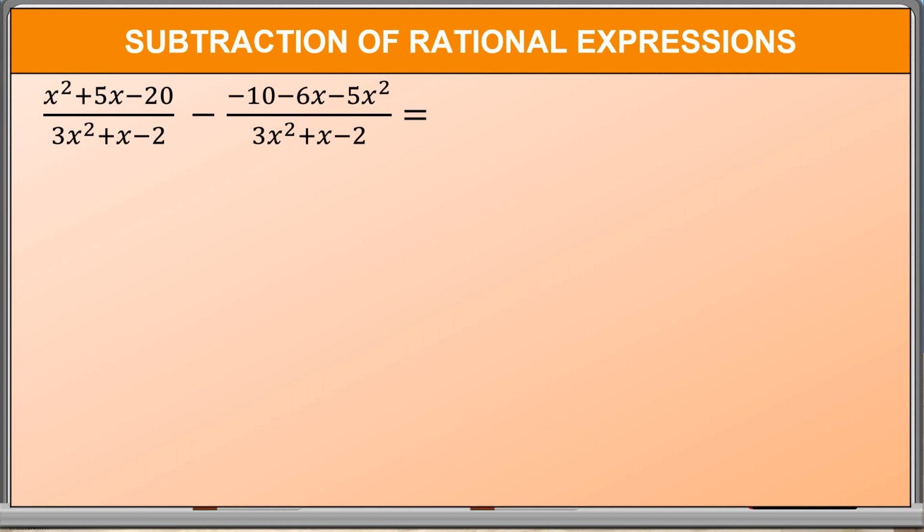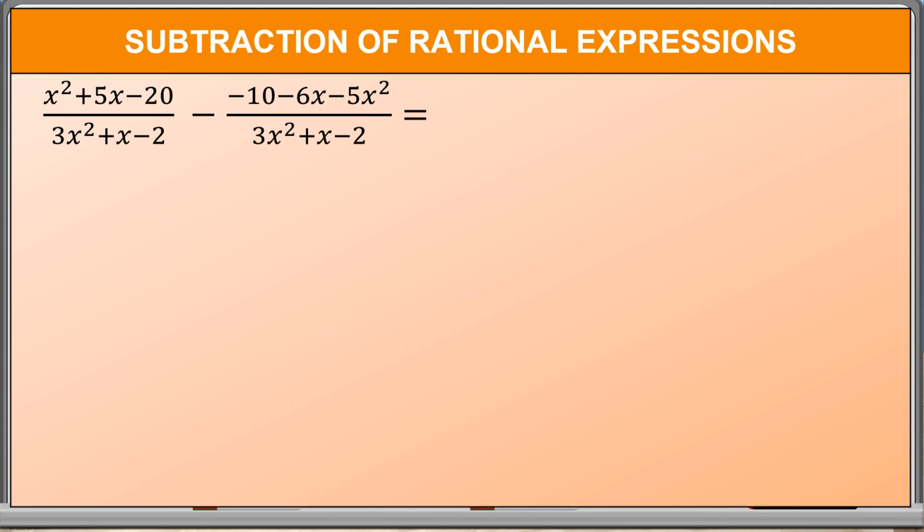Alright, so let's proceed to subtraction of rational algebraic expression. So we have x squared plus 5x minus 20 all over 3x squared plus x minus 2 minus negative 10 minus 6x minus 5x squared all over 3x squared plus x minus 2. So as you can see here, we have common denominator and meaning we have similar rational. We are subtracting similar rational algebraic expression.